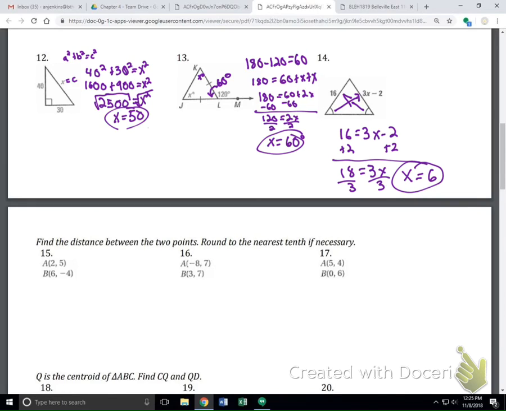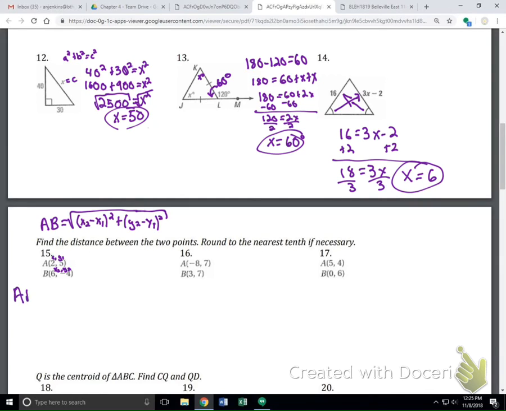Okay, again, we're now back to that distance formula. So we know the distance formula is AB equals the square root of (x2 minus x1) squared plus (y2 minus y1) squared. So now we decide which one's x1 and y1. So I'm going to have this one x1, y1. I'm going to call this one x2, y2.